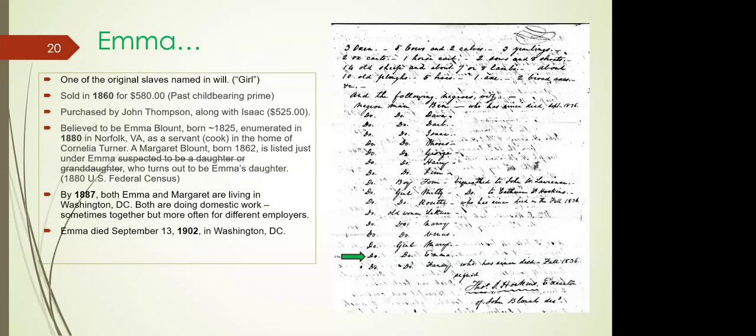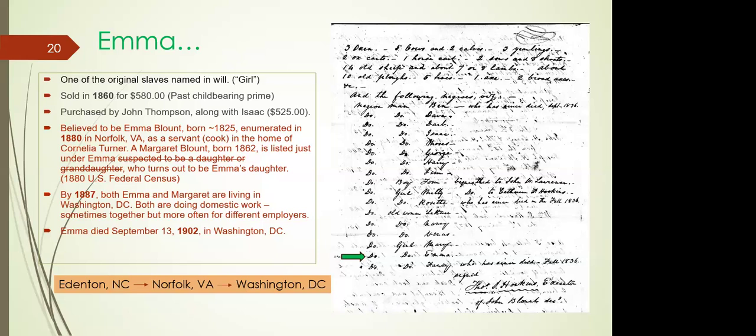By 1887, both Emma and her daughter Margaret were living in Washington, D.C. They were both doing domestic work, sometimes together, sometimes, especially Margaret, would be living out in the home of whoever she was working for. Emma died September 13th, 1902 in Washington, D.C. So I want you to know that this research is now taking me from Edenton, North Carolina, to Norfolk, Virginia, to Washington, D.C., just for this one family.